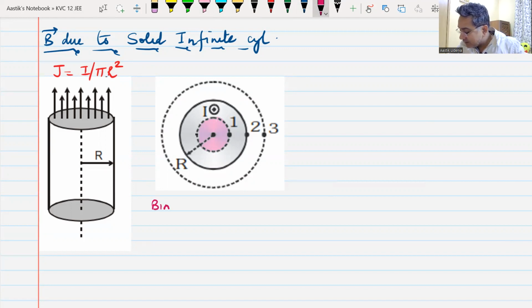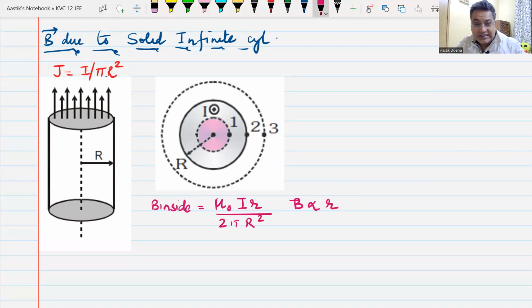Magnetic field inside this cylinder is given by this formula. Remember this: mu naught I into R divided by 2 pi capital R square. That means this magnetic field is directly proportional to R. This will again remind you of that solid non-conducting cylinder, solid non-conducting sphere.